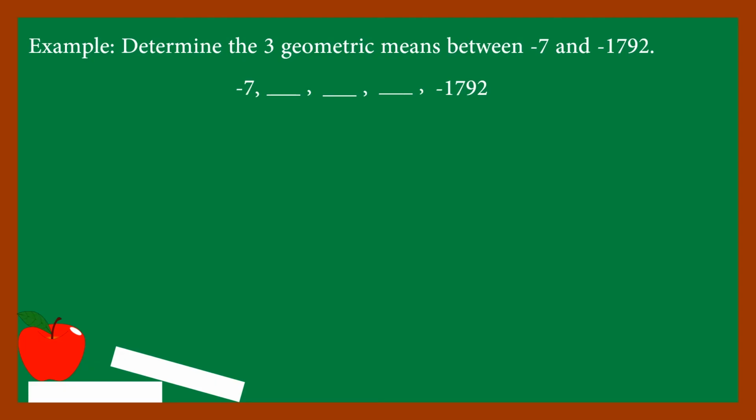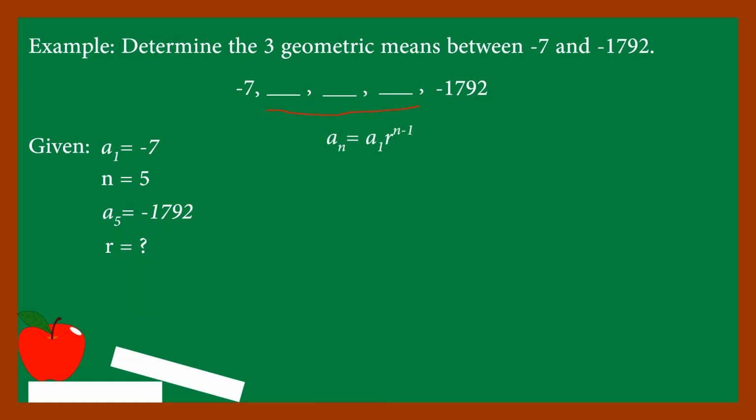So we have negative 7, yung first term natin. Then we're going to insert 3 missing terms or geometric means. Then, after that one, yung last term naman natin na negative 1,792. So, we're going to write now our given. Yung a sub 1 or yung first term natin is negative 7. We have n is equal to 5 or ang number of terms natin ay 5. A sub 5 or yung last term natin is equal to negative 1,792. And missing yung r or yung common ratio.